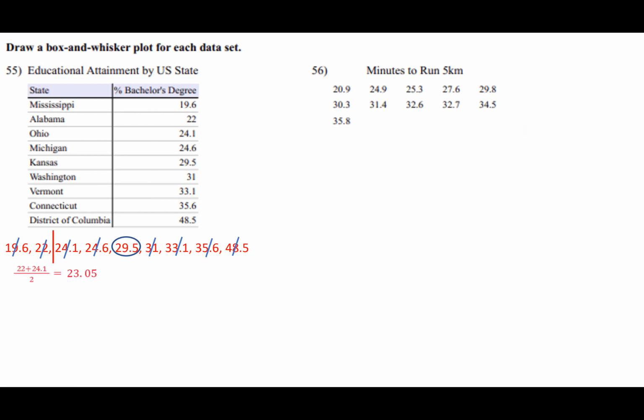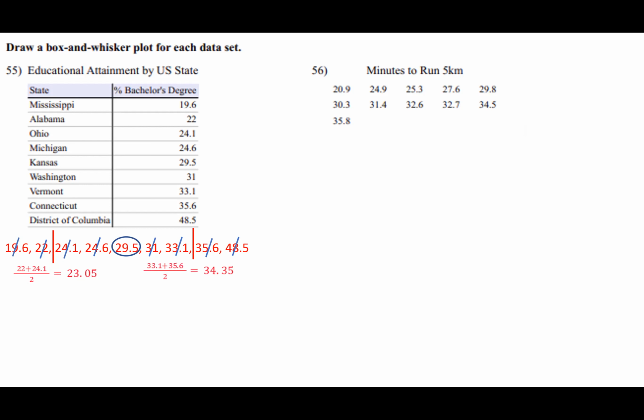For me to find my upper quartile, looking at the last four numbers, let me find right in the middle. It's right there. So my upper quartile is in between 33.1 and 35.6. For me to know exactly what number it is, let me add those two numbers and divide by 2, and that gives me 34.35.